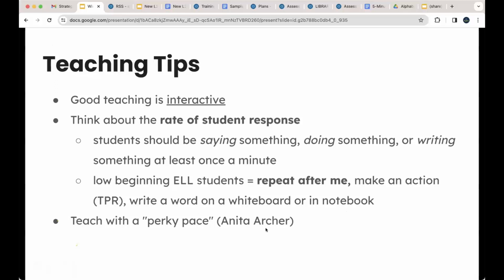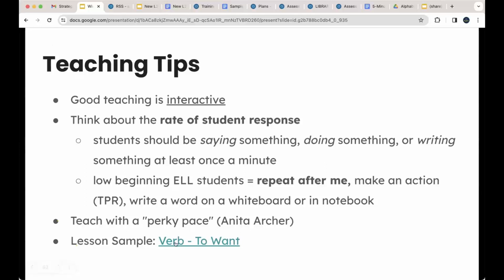Anita Archer is a teaching guru who's well known in elementary school teaching circles, but she talks about teaching with a perky pace. And I think that's also really useful to think about within our context of teaching adult learners. You want to keep your lesson moving along, have everything prepared so you can transition from one activity to the next without lost time. So keep in mind teaching with a perky pace.